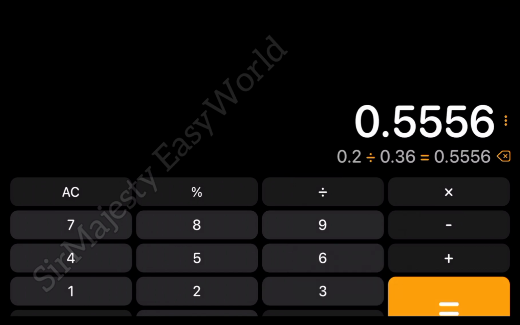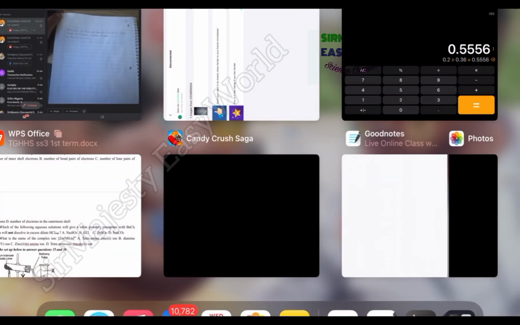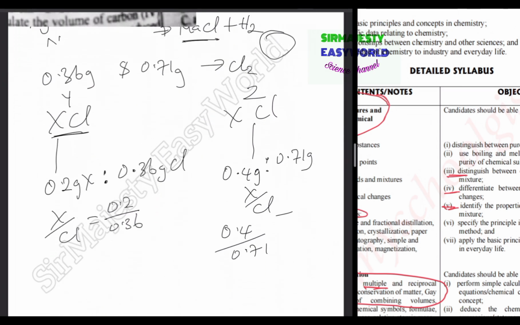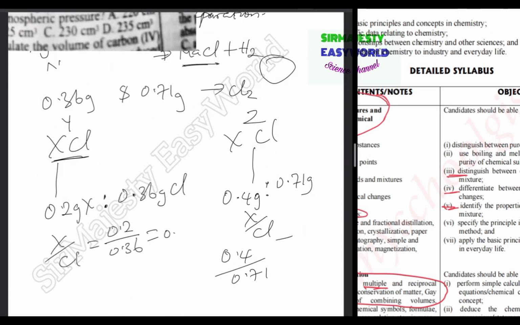We have 0.5, 0.55 in each case. Okay, I have 0.55, which is approximately 0.56. So let's go here. If we get the same value again, if we get 0.56 again here, that is law of definite proportion. No two ways about it.